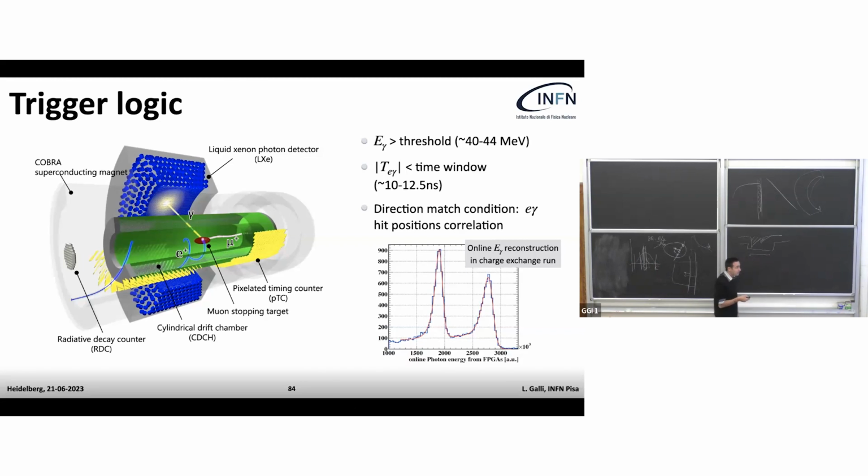and is accomplished by cutting on these 3 variables. The E gamma threshold, which is the most powerful because the spectrum is decreasing a lot. The T gamma window being of the order of 20 nanoseconds or so. And also we correlate the hit position of the photon in the interface and the hit position of the positron in this yellow detector, which is the timing counter, to have an idea of the back-to-backness of the events.